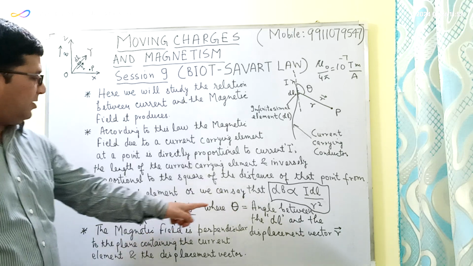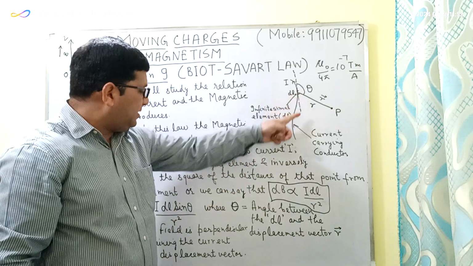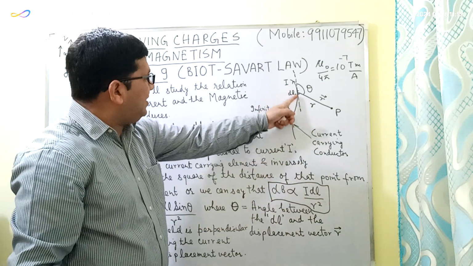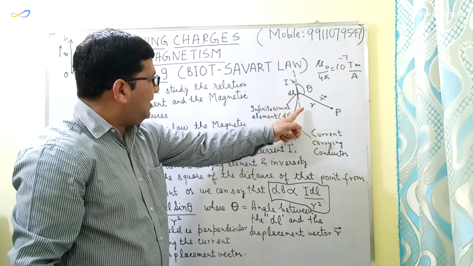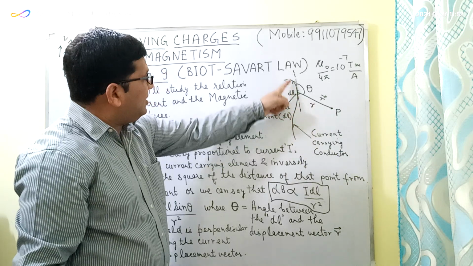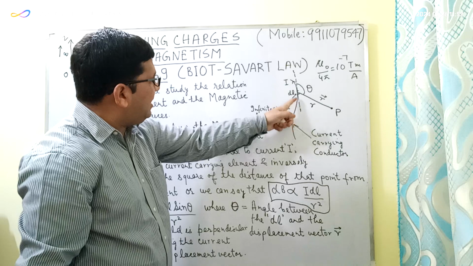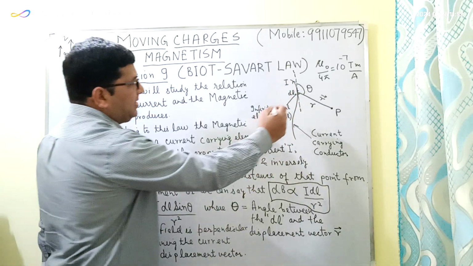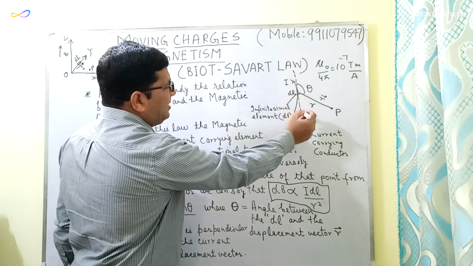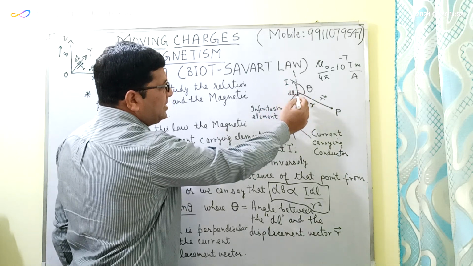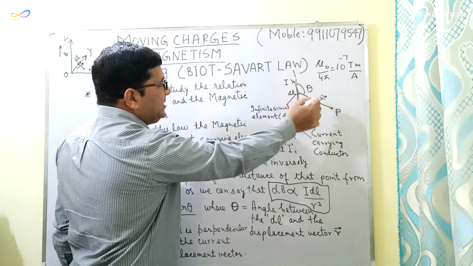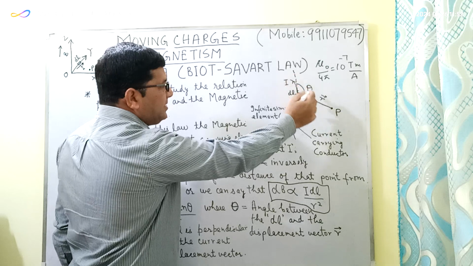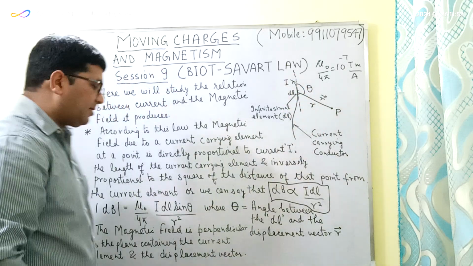Sin theta is what? Theta is the angle between this current carrying element, that is dl, and the displacement vector. Here you can see that I have drawn a tangent because this wire is not straight. So I have drawn a tangent to this current carrying element dl, and theta is the angle made by this tangent with this displacement vector.